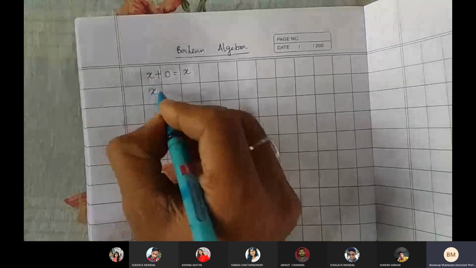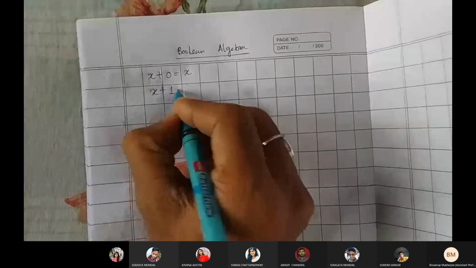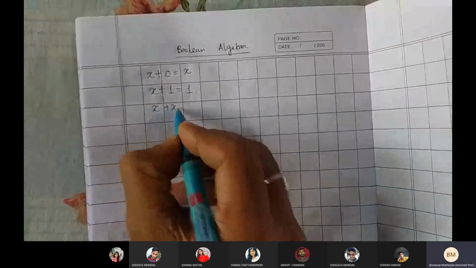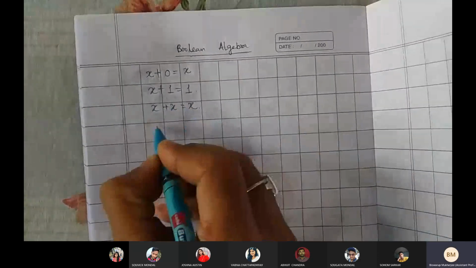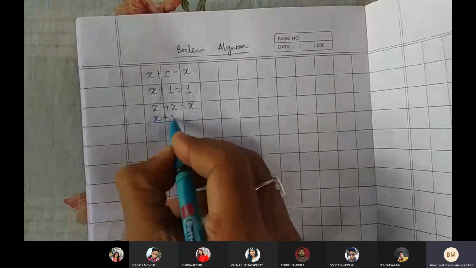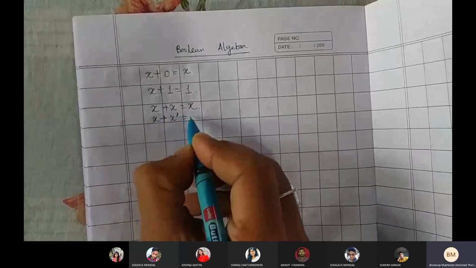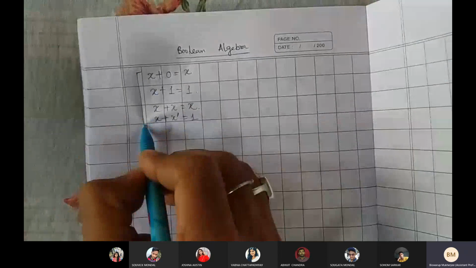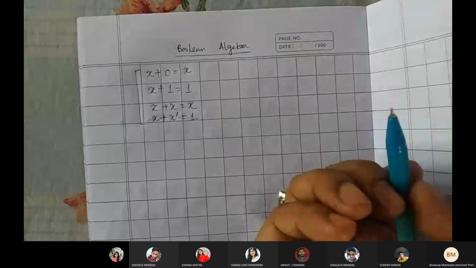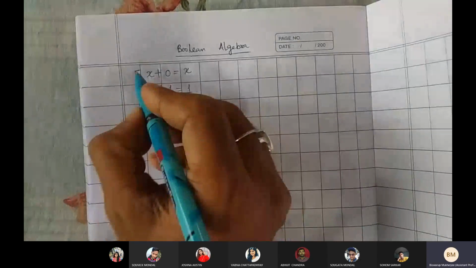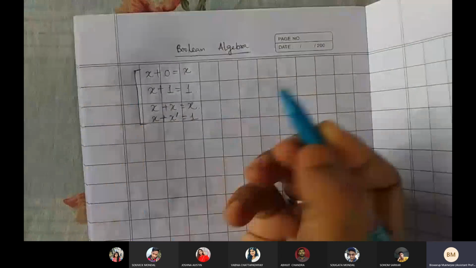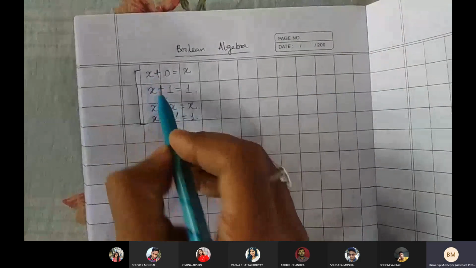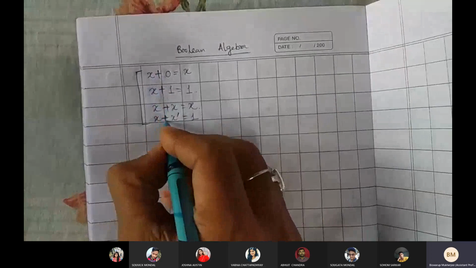Then x plus 1 is equal to 1. X plus 1 equal to 1. X plus x is equal to x, right? And x plus x bar is equal to 1 also. So these are the first 4 laws. You need to know that one. Including the OR operations, all are actually OR.